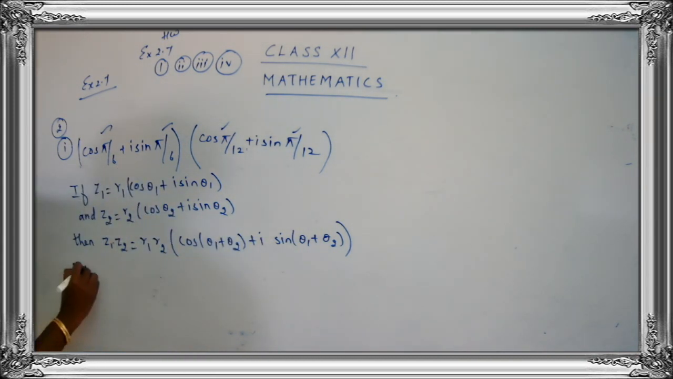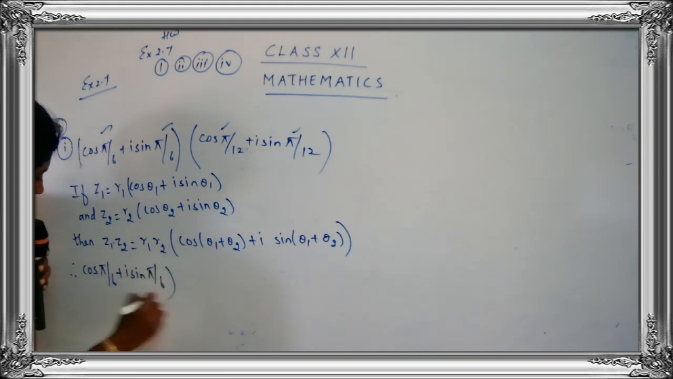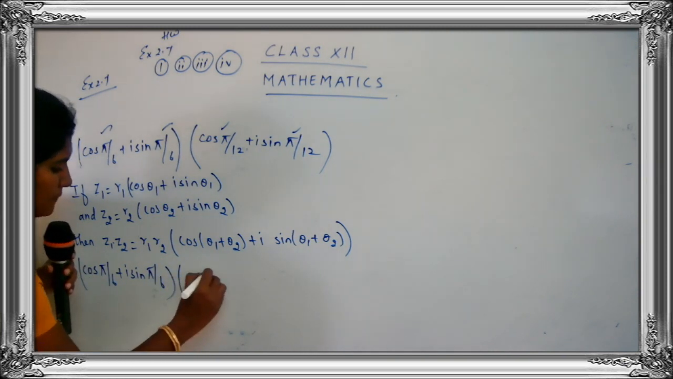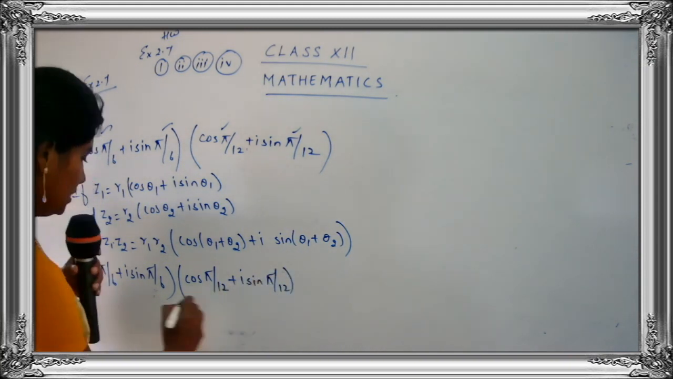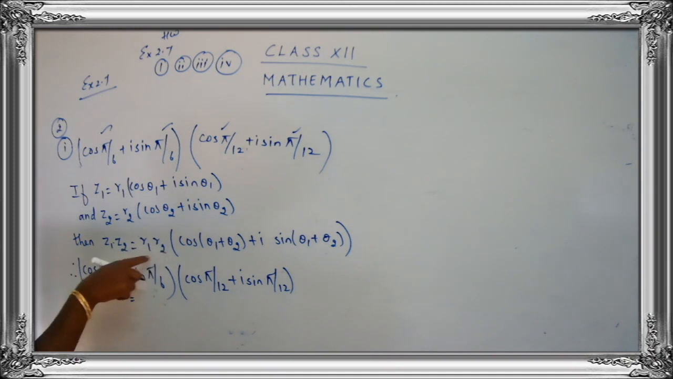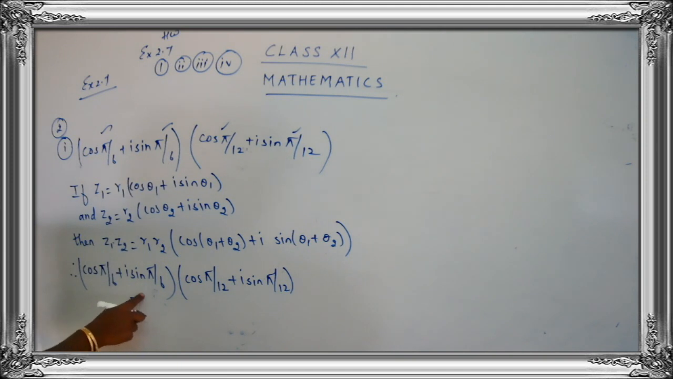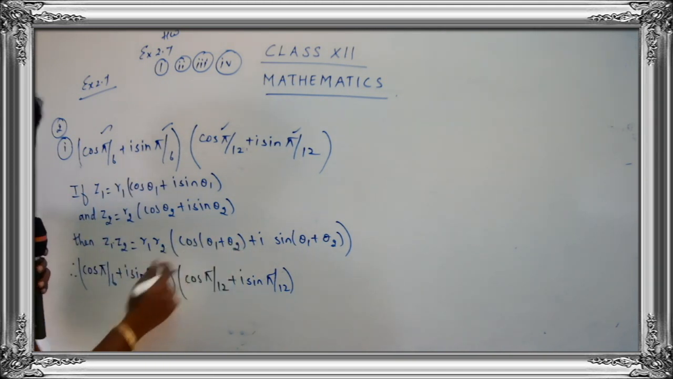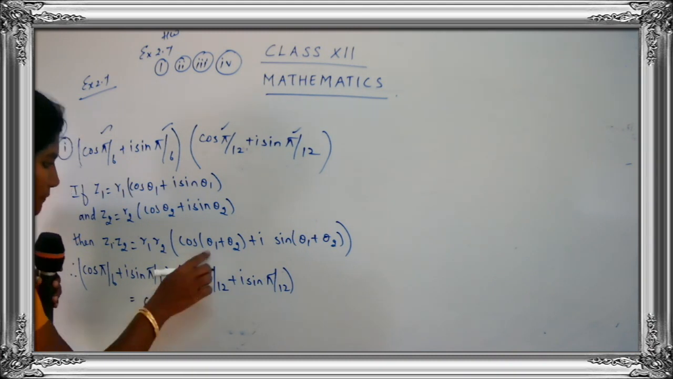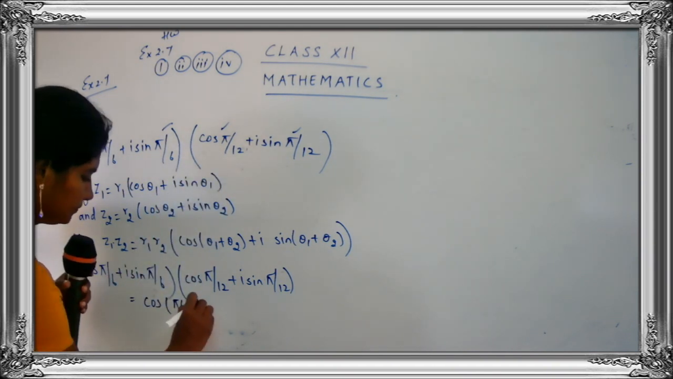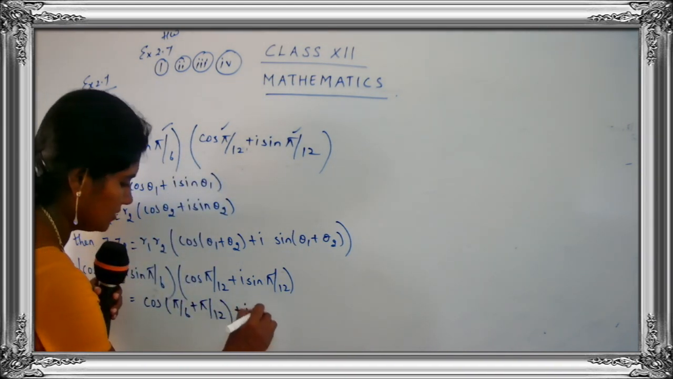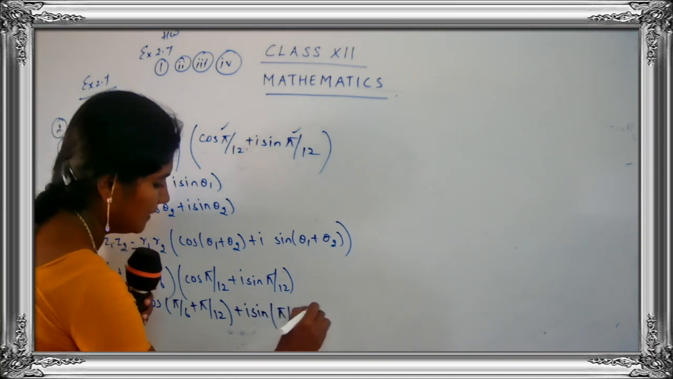Let's see here. Therefore, cos of pi by 6 plus I sin pi by 6 into cos pi by 12 plus I sin pi by 12 is equal to, what is the formula children? The formula is R1 into R2. I have told you that R1 into R2 is 1 here because R1 is 1 and R2 is 1. So I'm just going to leave that 1 and not mention it. I'm going to continue with the remaining part. So cos of theta 1 plus theta 2, what is theta 1? Pi by 6. What is theta 2? Pi by 12. Plus I sine pi by 6 plus pi by 12.